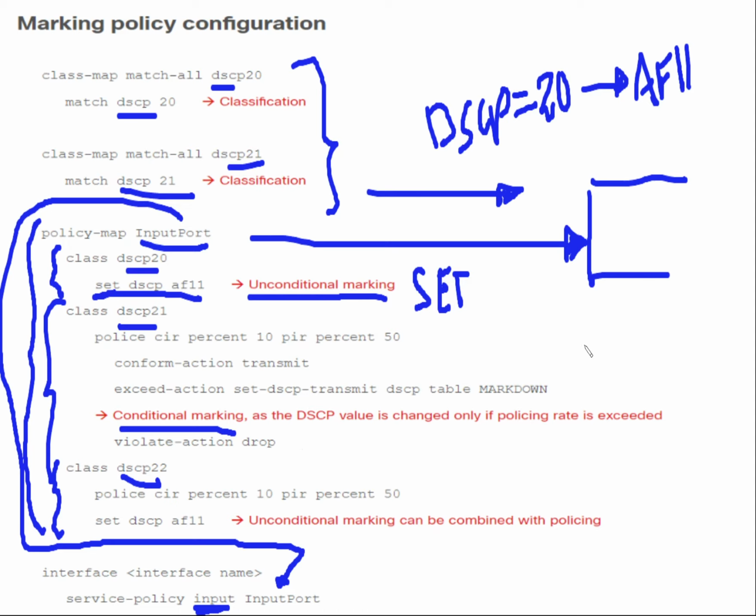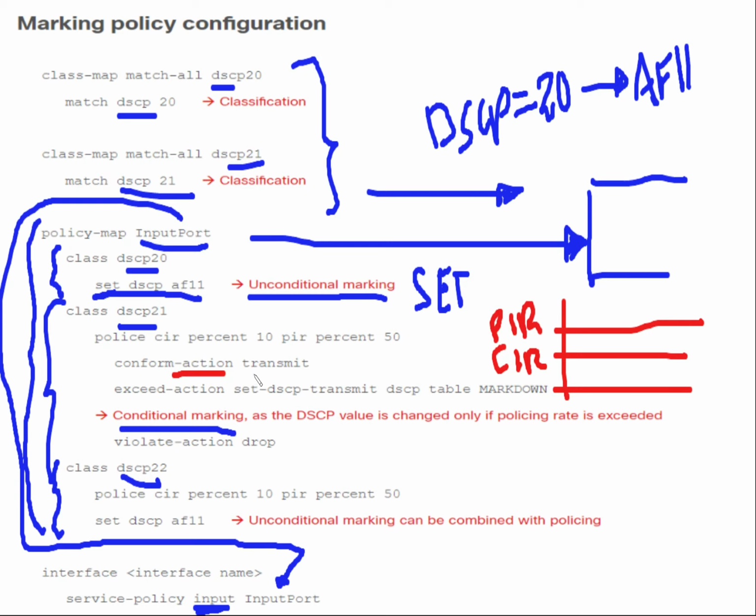So in this case, we are creating a policy here with a CIR value and a PIR value. And we are saying that the traffic that is conforming is just going to get transmitted. So we're talking about DSCP 21 marked packets. So the packets are going to keep the value of 21. We are just going to transmit them.